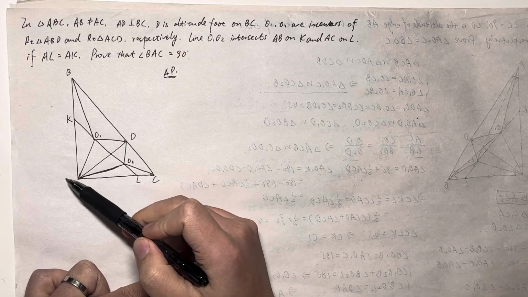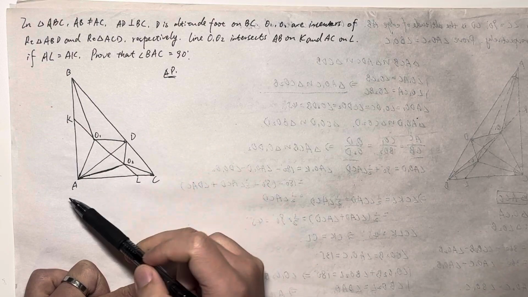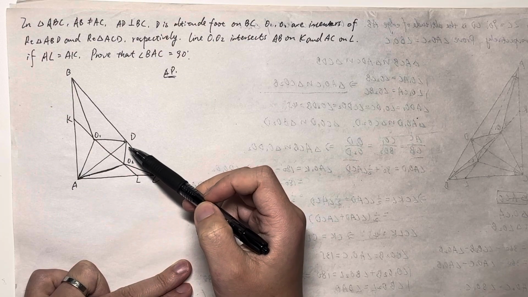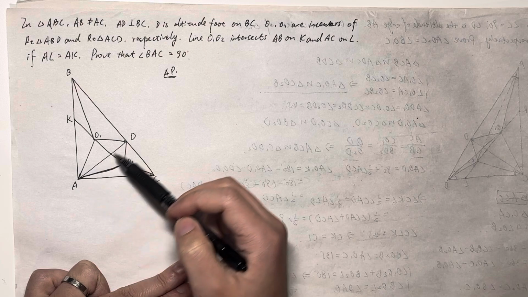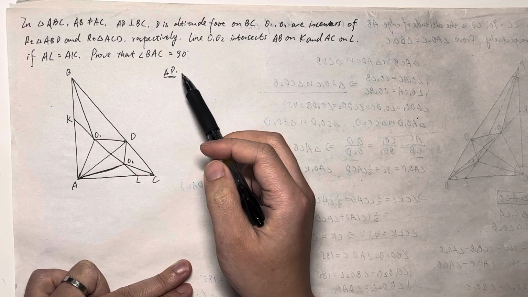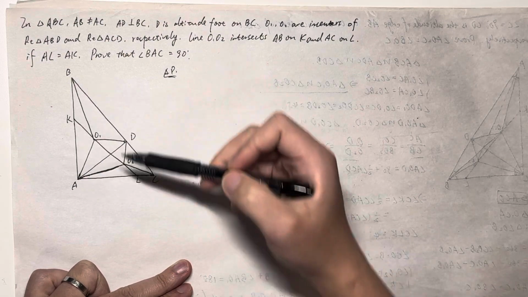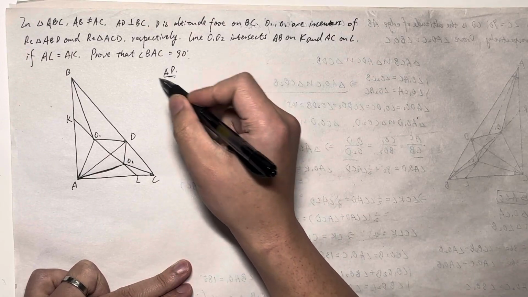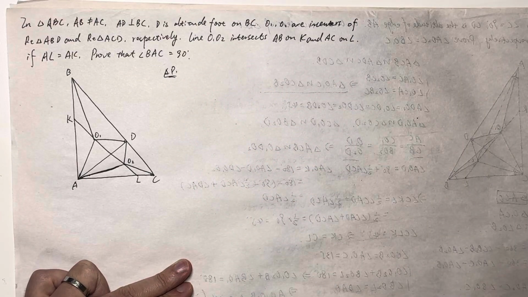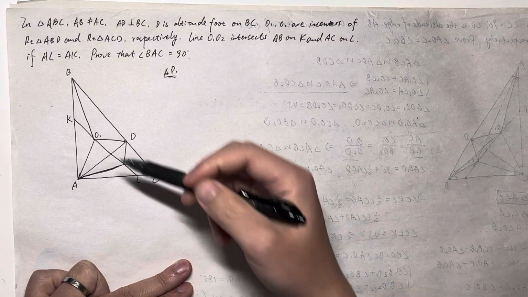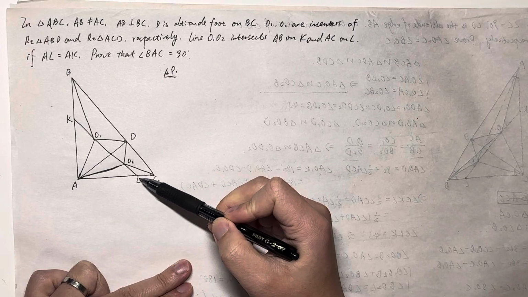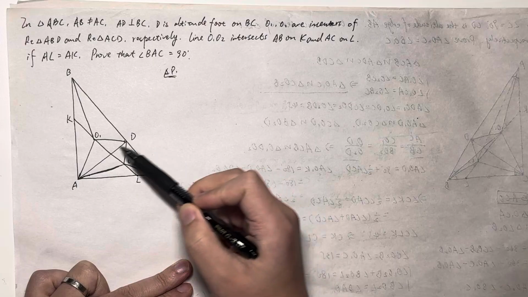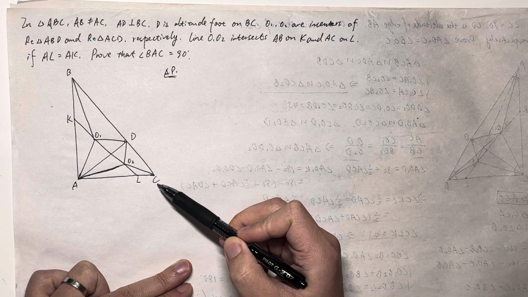So triangle ABD and triangle ACD have a common edge AD. If we don't use this edge AD, we can never connect triangle ABD and triangle ACD together, which means that we need to find a way to use this AD. Okay, and we know that AK equals AL. AK is in triangle ABD, and AL is in triangle ACD.